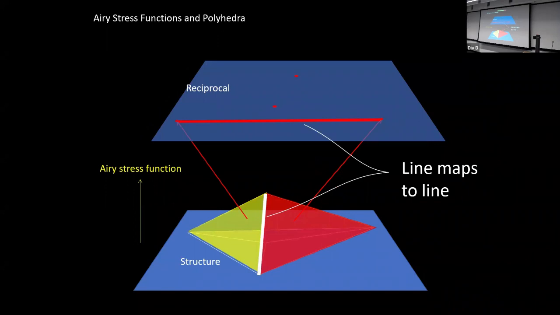And also lines map to lines. So that red line, because these two map to these points, and so the thing that connects the 2 points is the thing that connects the 2 areas. So that white line is dual to that red line there. And if you look down on it, they will be perpendicular to each other, which is the Maxwell convention.